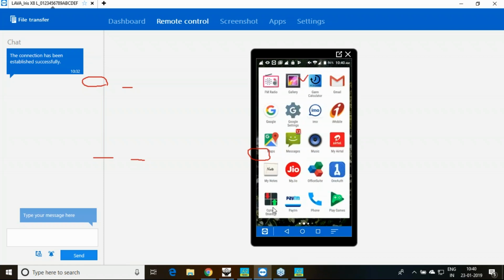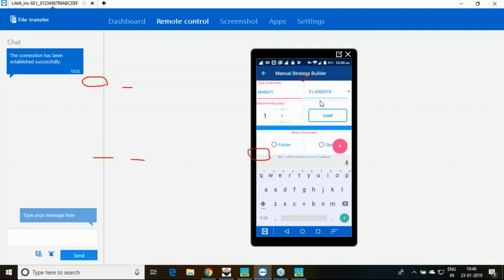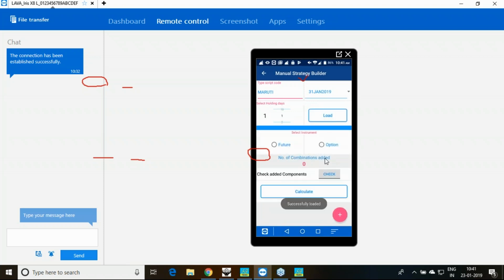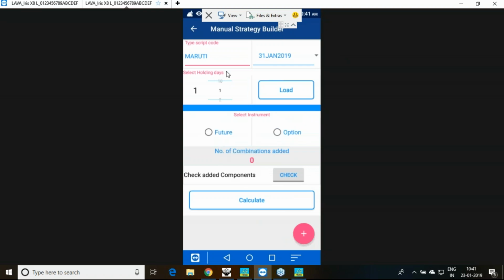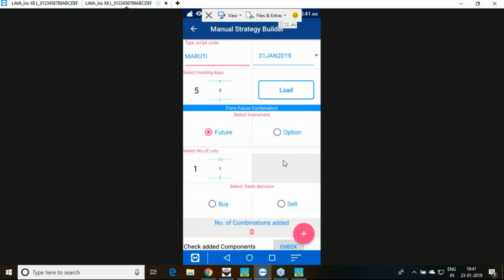In the desktop application we have the limitation that we cannot adjust the IVs. Whatever IV is there, we can only work based on that IV. But here in the Android app we can make things slightly different, and the data has loaded. I'm going to the holding period. I'm just going for a 5-day period, future, and one lot. I'm selling it, and I have added that combination.